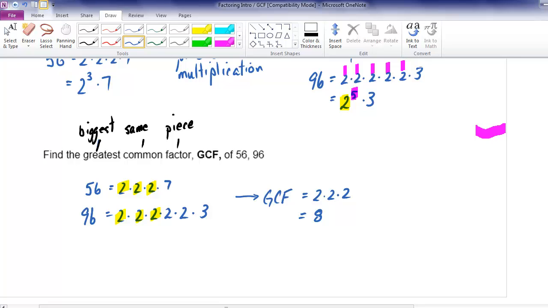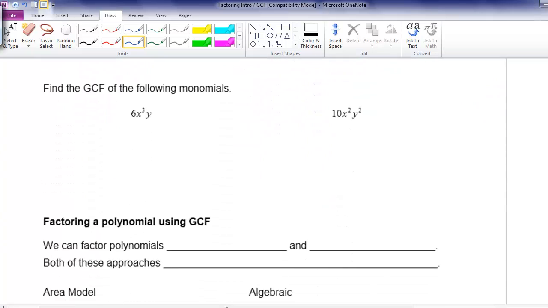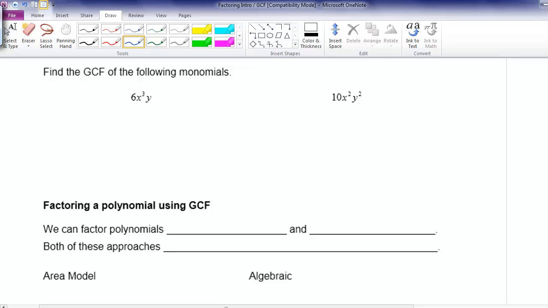Now that's great, but you've done that before. So let's take this to a grade 10 level. In grade 10, we're dealing with polynomials, not just plain numbers. But we can ask the exact same thing. Find the greatest common factor of the following monomials. In order to answer that question, we have to break each monomial down into its prime factors. We've got to break it down into those important pieces.